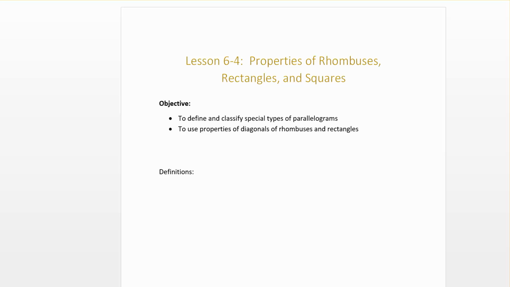So let's look at some definitions. We're going to define three different special parallelograms today. The first definition is that of a rhombus. A rhombus is a parallelogram with four congruent sides. And a diagram of a rhombus would look like this. It's a parallelogram that has four equal sides. We're not saying anything about the angles, only sides.